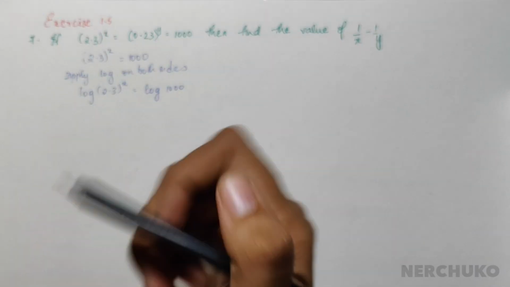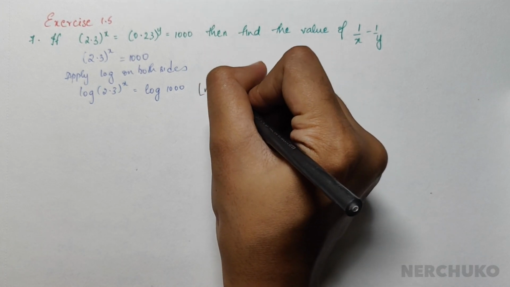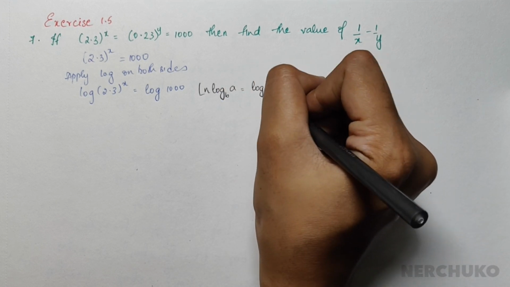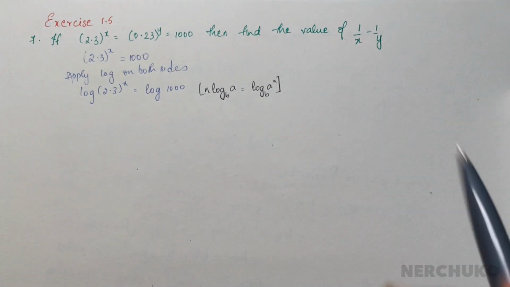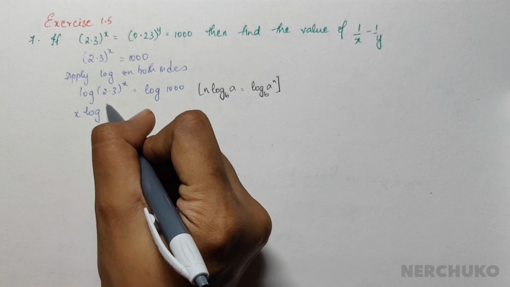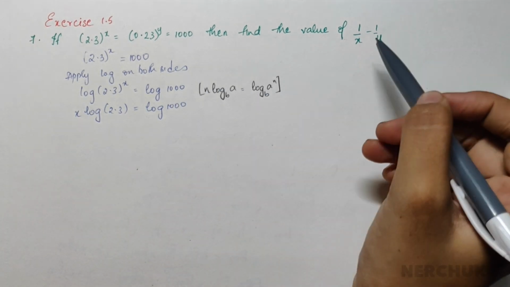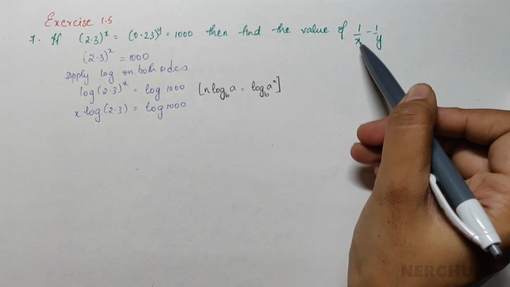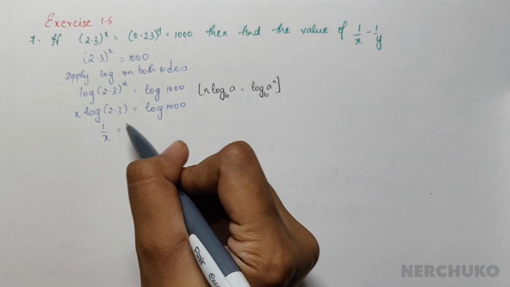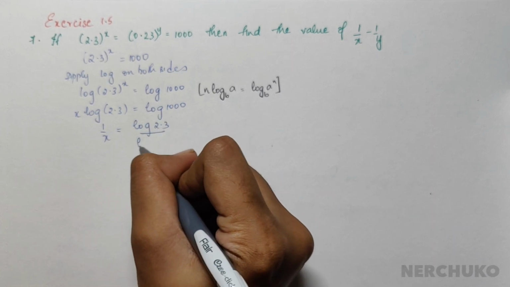Here you have a power, so for that I will use this formula: n into log a to base p is equal to log a to the power of n to base p. So if I apply this formula, I would have x into log 2.3 equal to log 1000. Since in the final value we have to find 1 by x minus 1 by y, I would cross multiply to get 1 by x is equal to log 2.3 divided by log 1000.